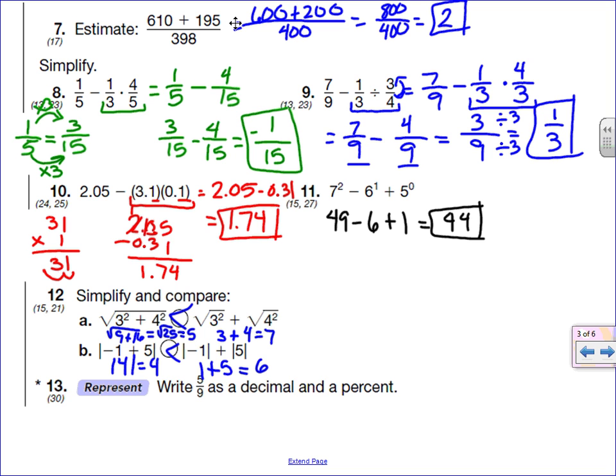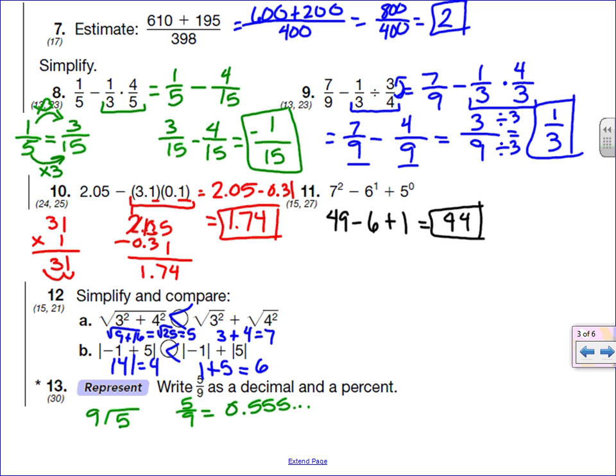This says write 5/9 as a decimal and a percent. Ninths are one of the fractions that you should just know as a decimal. It's a pretty easy pattern to pick up on. Whatever the numerator is of the fraction over 9, that's what the repeating decimal is. So 5/9 is 0.555 repeating. And we can prove that if we actually do the division.